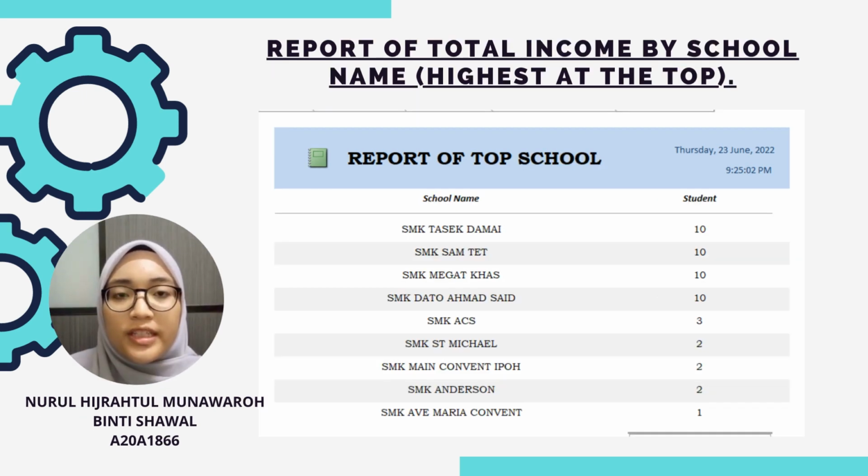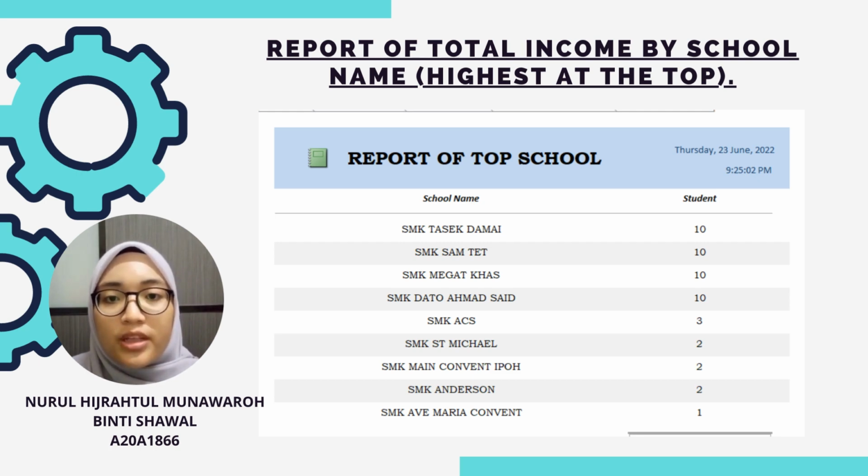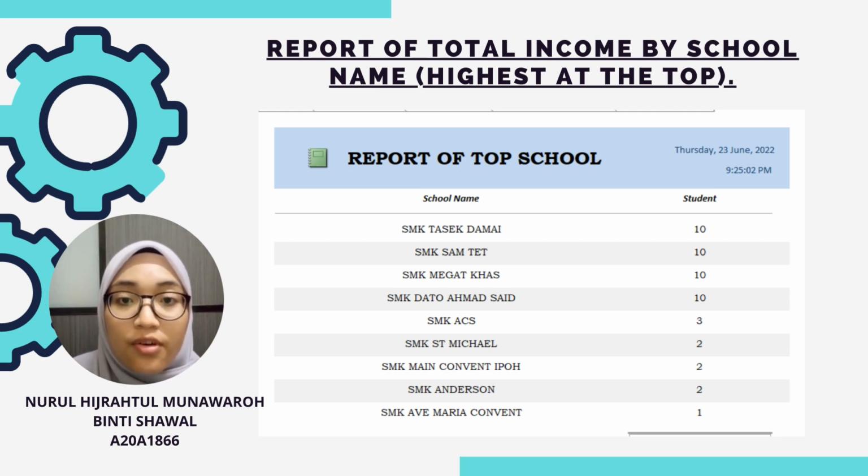The report of total income by school name, highest at the top. For SMK Tasik Damai, the number of students is 10. For SMK Samtek, the number of students is 10. For SMK Megat Has, the number of students is 10. For SMK Dato Ahmad Said, the number of students is 10. For SMK ACS, the number of students is 3.